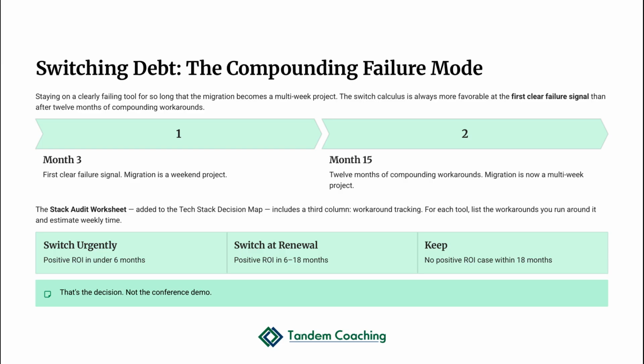The stack audit worksheet, built on the tech stack decision map from 7.4.1, adds a third column, workaround tracking. For each tool, list the workarounds you run around it and estimate weekly time. The output. Switch urgently. Positive ROI in under 6 months. Switch at renewal. Positive ROI in 6 to 18 months. Or keep. That's the decision, not the conference demo.